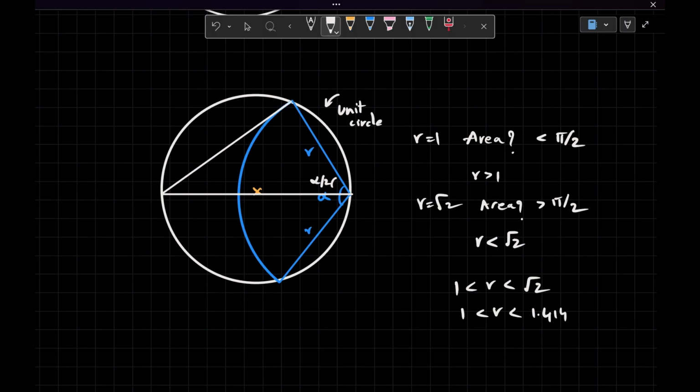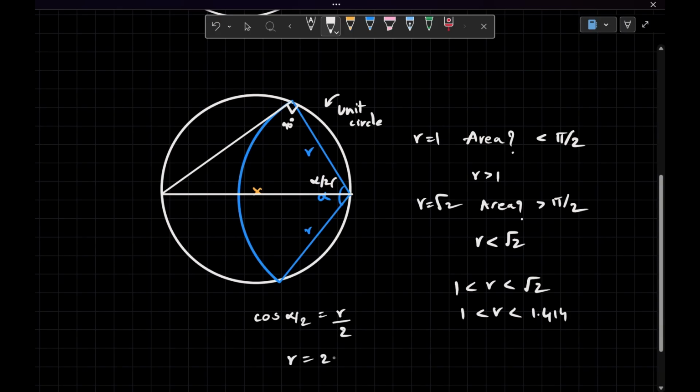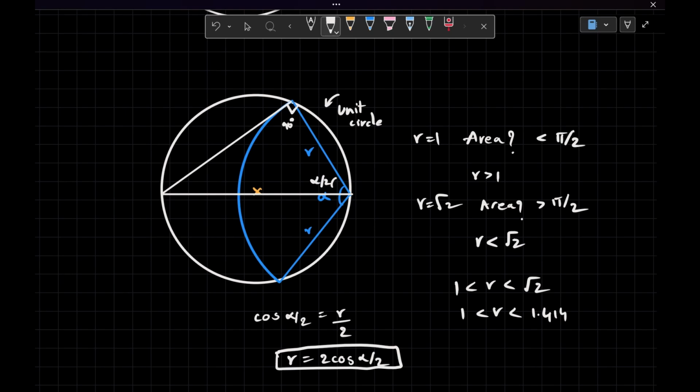So you see this, right? This angle will be 90 degrees. So once you know this angle, it's very easy to comment on r, because r is actually the adjacent side of alpha by 2. So we know that cos alpha by 2 is equal to r divided by hypotenuse, which is equal to 1 plus 1, which is 2, and that will give you the relation between r and alpha, which is r equal to 2 cos alpha by 2. This is a very important equation. We are going to use it in future.